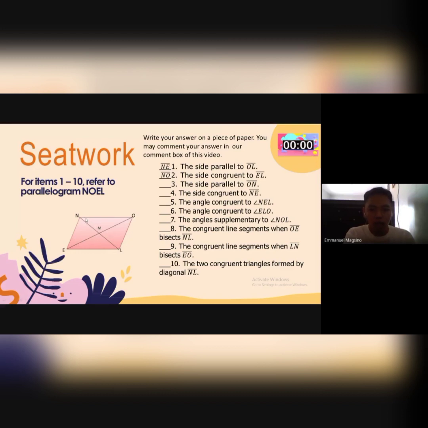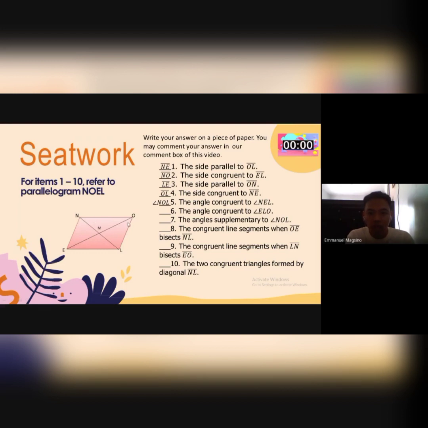Next, number 3, the side parallel to ON. That is line segment LE. Okay, ito po, LE. Next, the side congruent to NE. So, congruent siya sa line segment OL. Okay. Next, number 5, the angle congruent to NEL. Ito, NEL. So, itong angle na to. So, the answer is angle NOL.